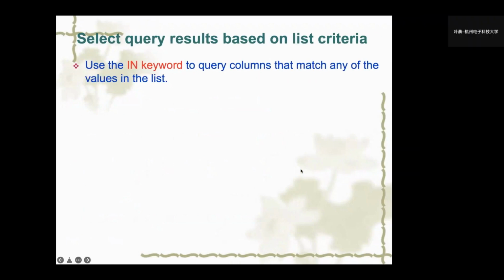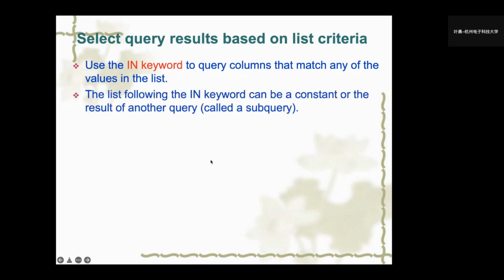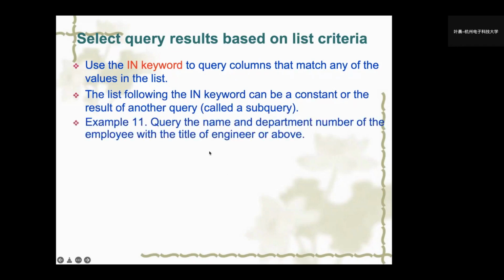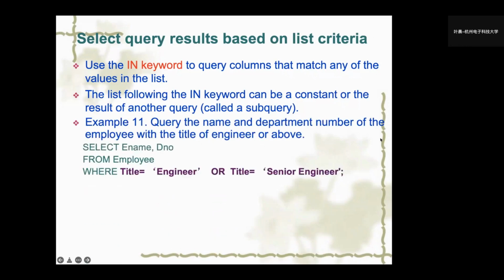And then let's see how to select query results based on a list. First we see how to use the in keyword to query the columns that match any of the values in the list. The list following the in keyword can be a constant or the result of another query, which we call a subquery. We also see an example: query the name and the department number of the employee with the title of engineer or above. Which one do we need to use?